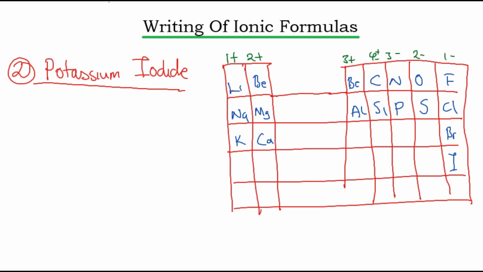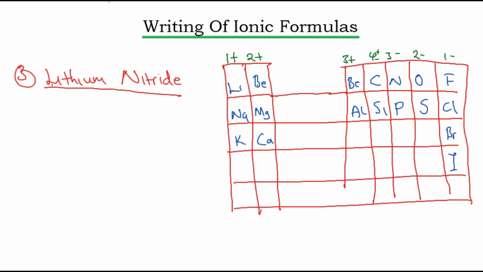So let's write this one. Potassium iodide, we have one there, 1 positive, 1 negative. So you can just swap. You have potassium iodide. Remember, don't indicate the charges and don't show the number 1 in the final ionic formula. Okay, so let's do another example.